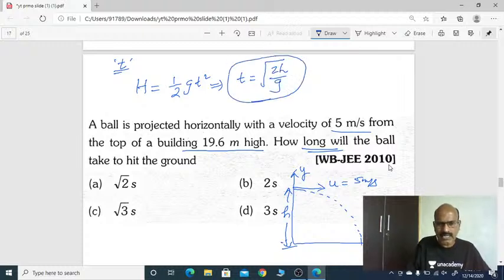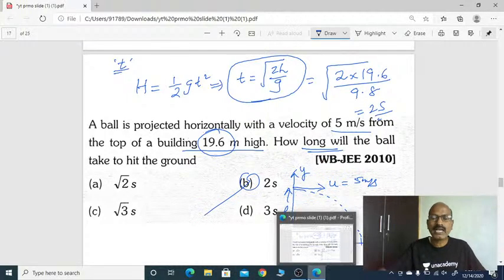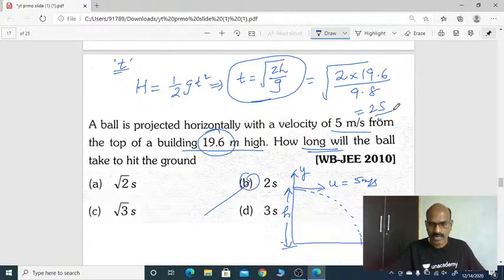We know this, right? Time taken by the ball to reach the ground, root 2h by g. Root 2 into height, given 19.6, so 19.6 by g, 9.8, you will get 2 seconds. It will take 2 seconds to reach the ground, right?